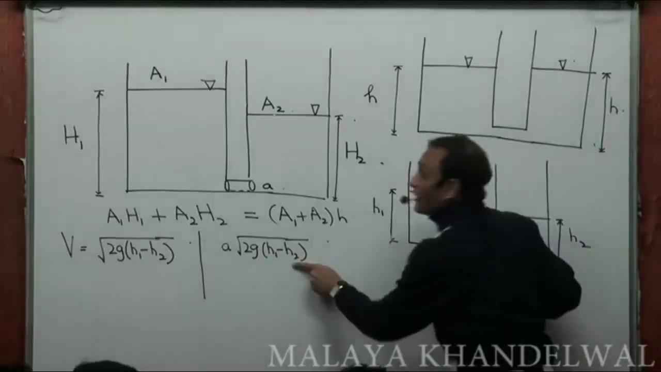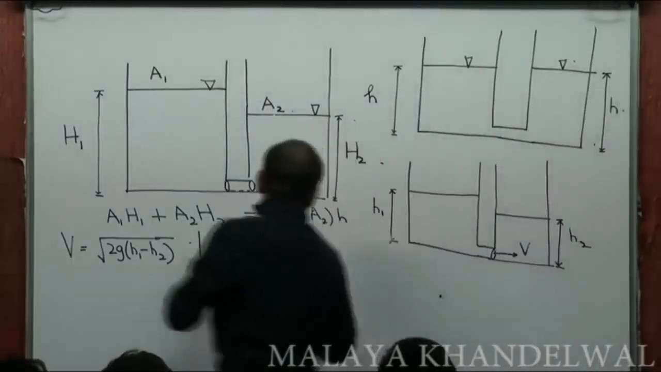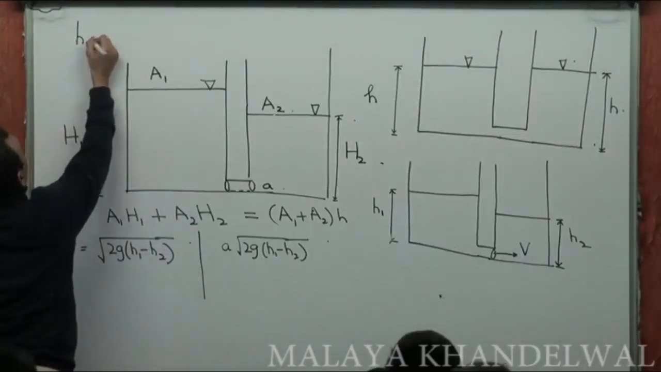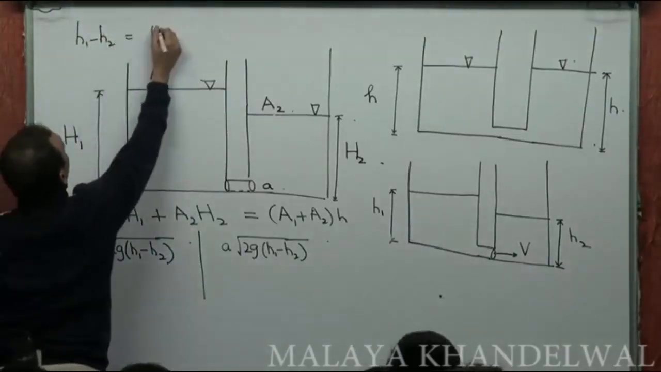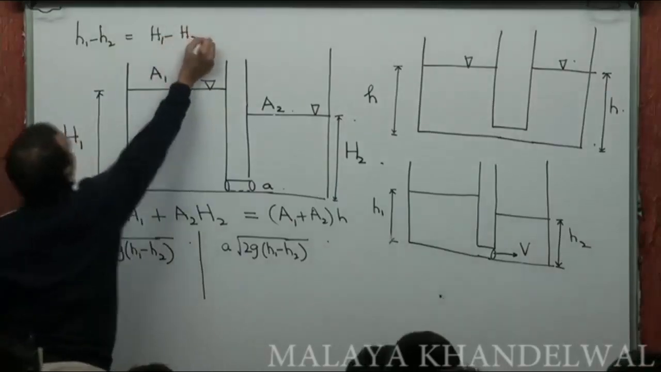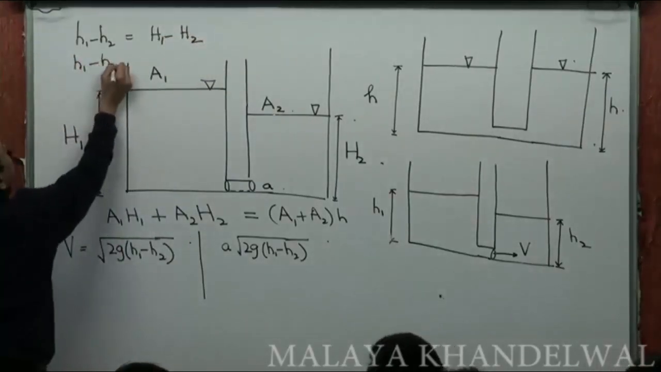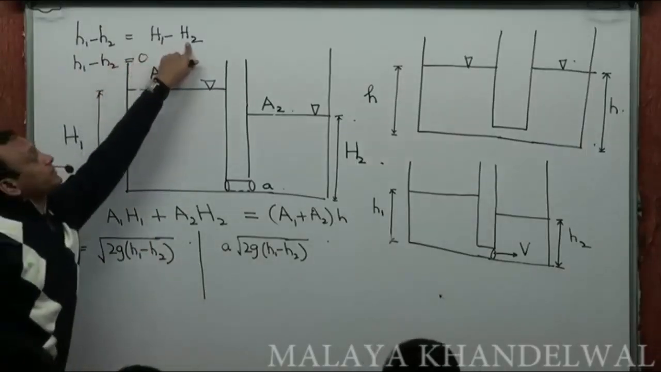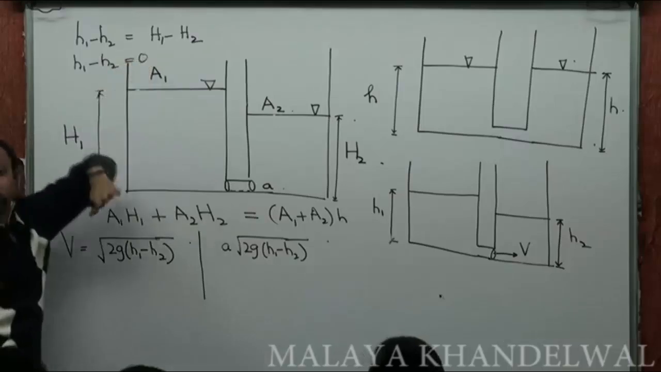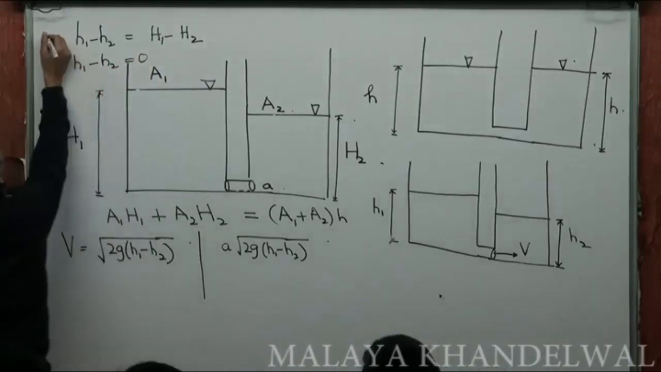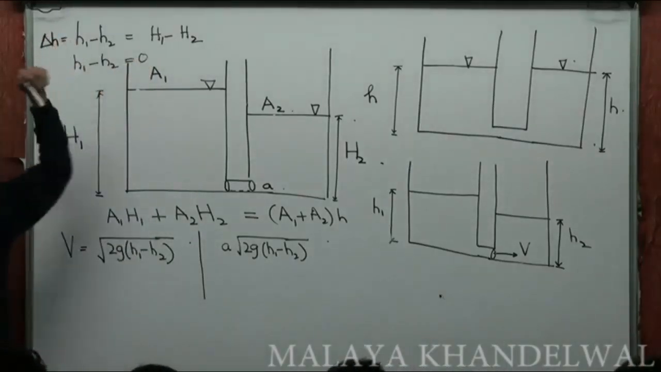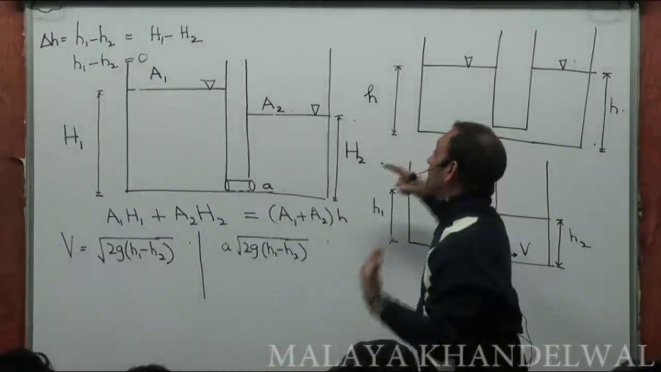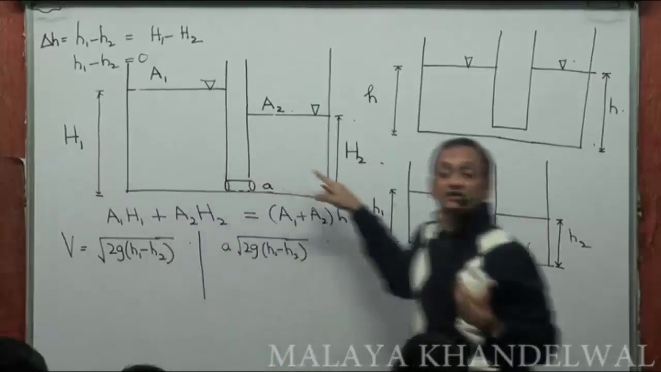And since h1 minus h2 is a variable, it's not a constant, right? Initially, h1 minus h2 is actually capital H1 minus capital H2. And finally, h1 minus h2 becomes 0, isn't it? So h1 minus h2 varies from capital H1 minus capital H2 to 0. It's a variable, delta H. You might want to call it delta H, right? So I want to find the time it takes for delta H to change from H1 minus H2 to 0.